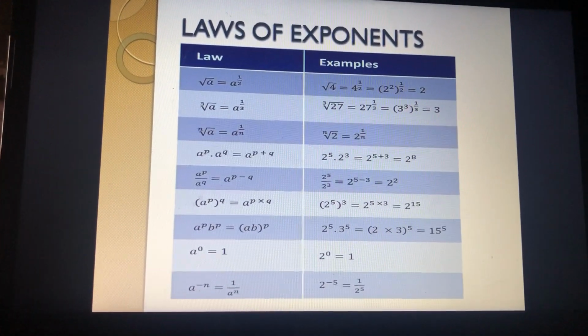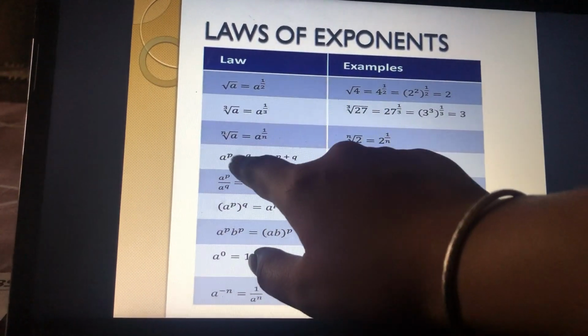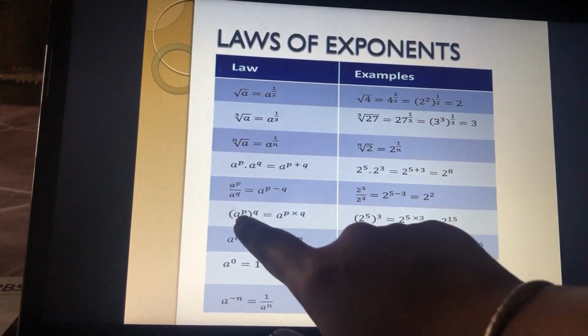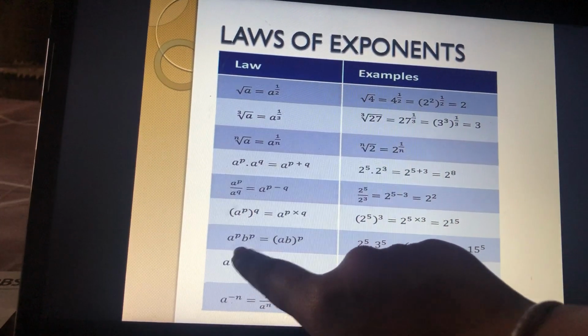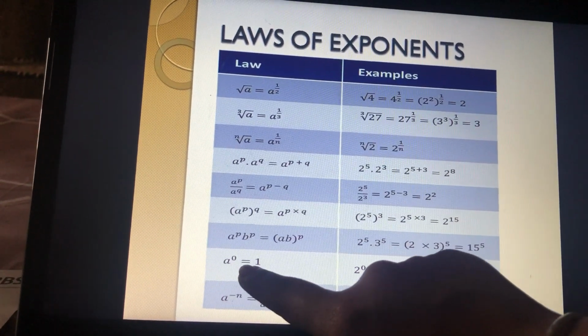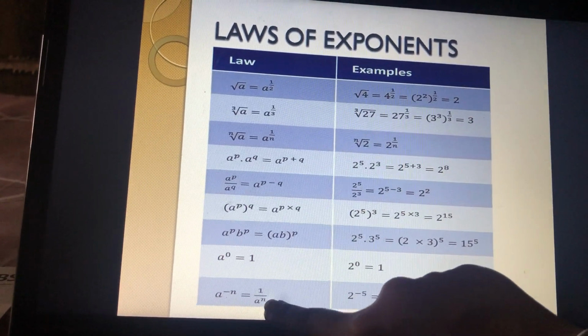Here are the laws of exponents. We already know when the bases are same, powers are different. In the case of multiplication it is plus, in case of division it is minus. Power के ऊपर power, the powers will multiply. Powers are same, bases are different. In case of multiplication multiply, and in case of division divide. A की power 0 is 1, A की power minus 1 is reciprocal.